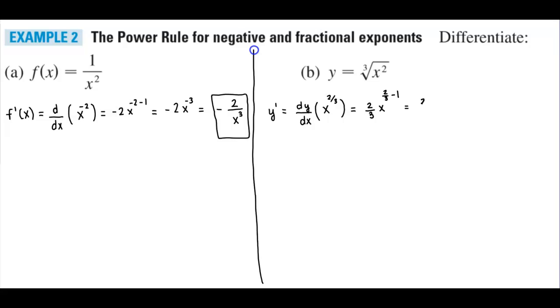And so now we have fractional exponents, and so we need to combine those fractions. So this is 2/3 minus 3 over 3, which then equals 2/3 x to the negative 1/3. Or if we wanted to simplify this further, this would be 2 over 3x to the positive 1/3 power. But we can leave it in this form.